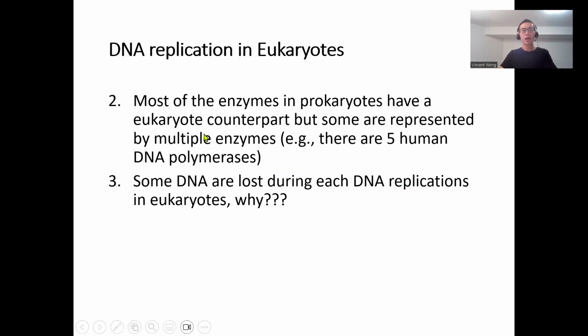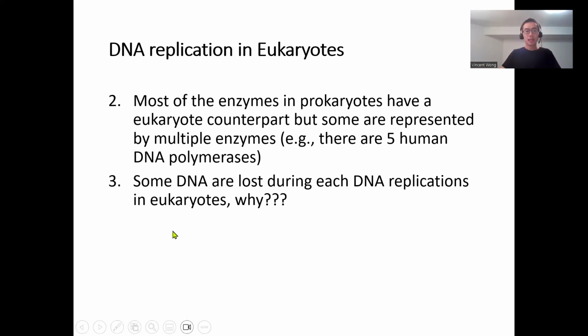And then number two, most of the enzymes in prokaryotes have a eukaryote version. Like, there is helicase in humans too. But some of them have multiple enzymes representing the same thing. So as you saw in prokaryotes, we have polymerase 3 and 1, but in humans, it turns out there are 5 different DNA polymerases. We're not going to go into the details of what they actually do. It's similar stuff, but because it's more complicated, there are more versions of it.